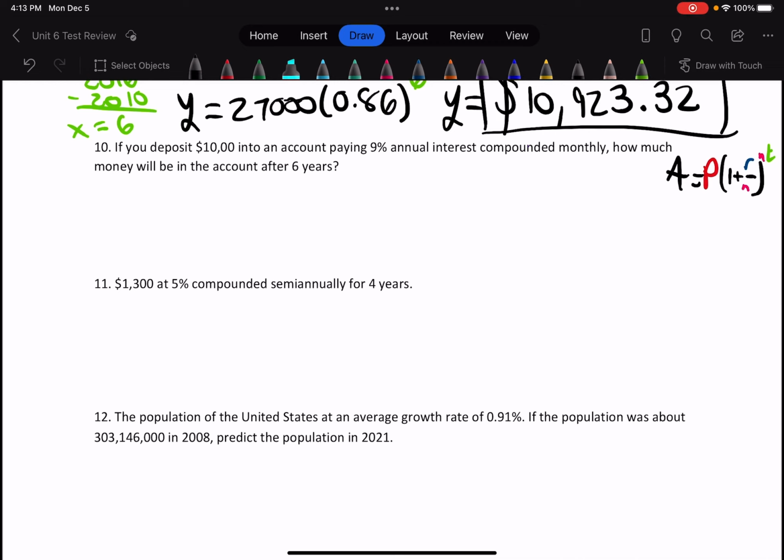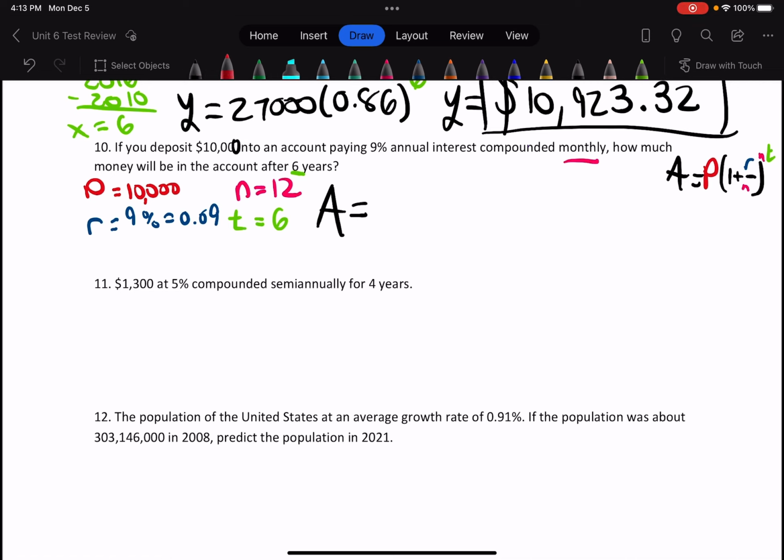So if I deposit $10,000 into an account paying 9% annual interest compounded monthly, how much money is going to be in the account after 6 years? My principal here is the $10,000. That's what I'm starting with. My rate here is 9%, which is equivalent to 0.09 as a decimal. Then it says it's compounded monthly. There's 12 months in a year, so my n value is going to be 12. And then I want to know how much is in the account after 6 years, so my t value is going to be 6.